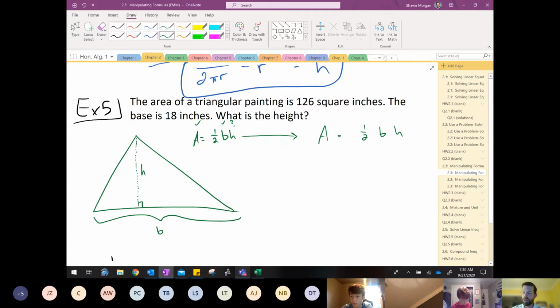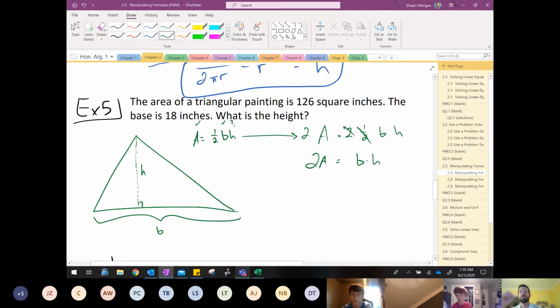Okay. So when we talk about getting rid of a fractional coefficient, that's exactly what we want to do. We want to multiply by the reciprocal. That's just a simple matter of saying, hey, let's multiply both sides by 2. Whatever, 2 on the right, 2 on the left. So now we got 2a equals b times h.